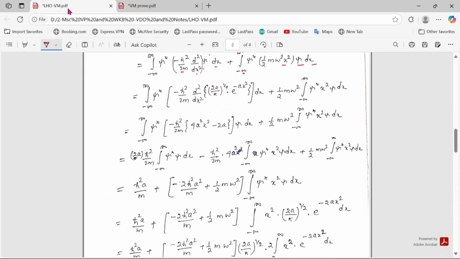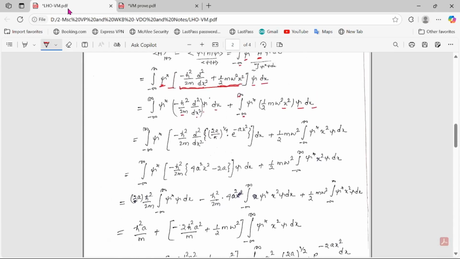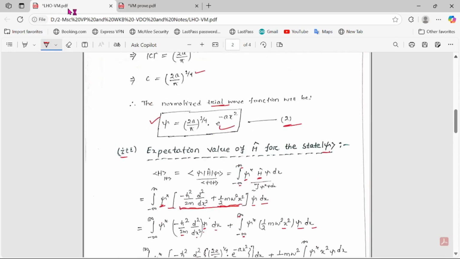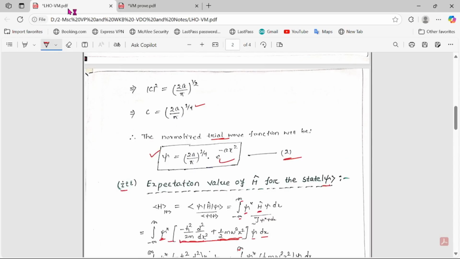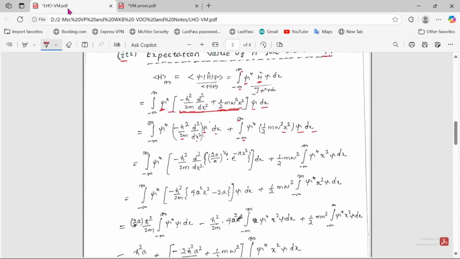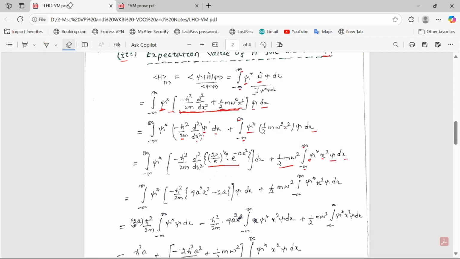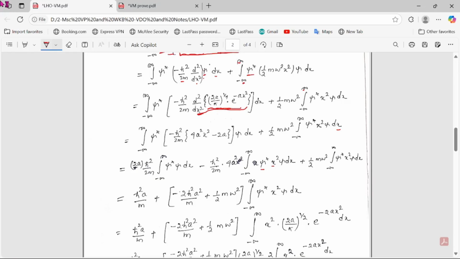Okay, now psi star minus h cross square by 2m d square by dx square. Here the psi value, the normalized wave function, how much did we find? 2a by pi to the power 1 by 4 e to the minus a x square, that I have written over here, dx, plus half m omega square. Half m omega square is a constant, taken outside of the integration from minus infinity to plus infinity. This is psi star x square psi dx, right? Now you have to differentiate this term two times with respect to x.